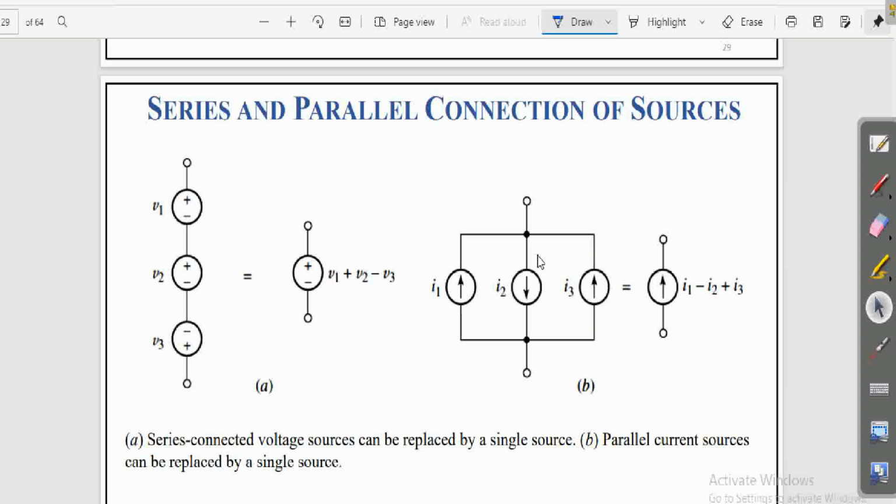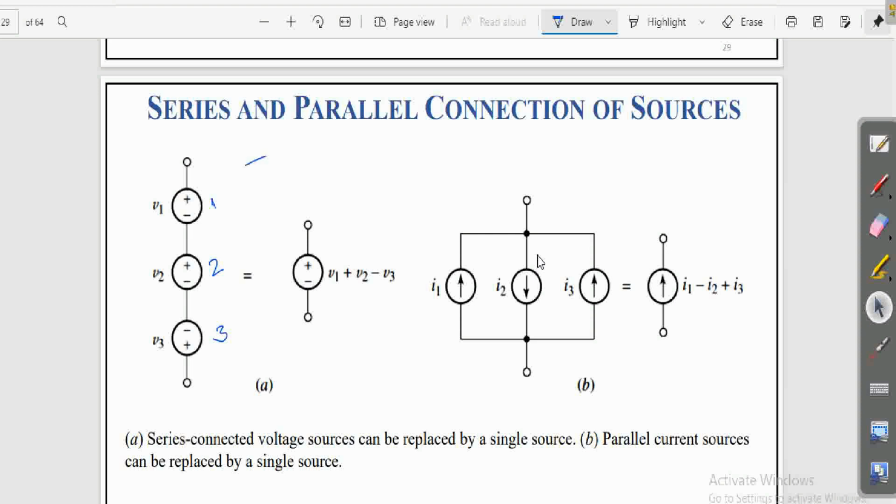In this example we are having three voltage sources, first, second, and third. We are trying to replace these three voltage sources with a single voltage source. How do we replace them? If you want to replace multiple voltage sources with a single voltage source, we have to check the polarities.